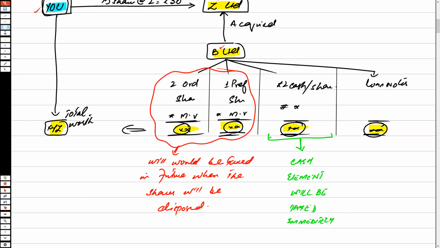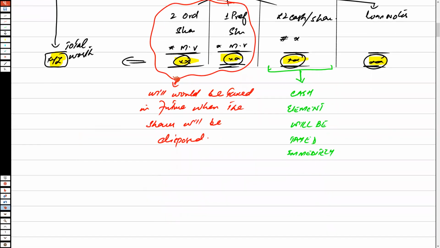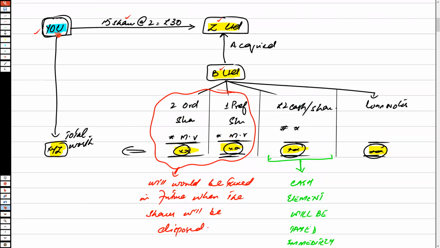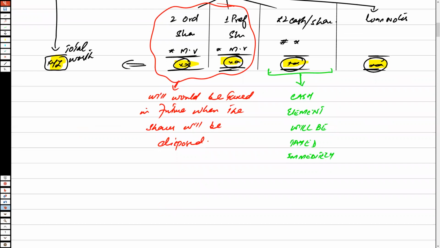What exactly do you mean by this? This cash element will be taxed immediately. You receive the cash amount. You are an individual person. You have to pay tax when this cash element is being received. So there will be CGT implication on the cash element received.